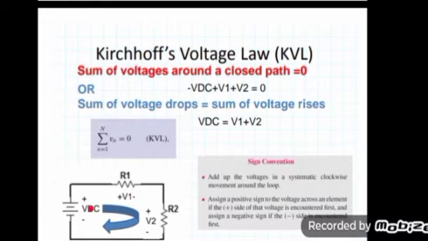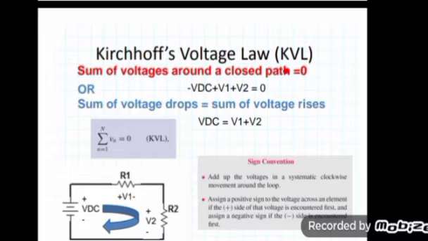VDC is the voltage source, with minus and plus terminals. R1 and R2 are the resistances connected in series, and V1 and V2 are the respective voltage drops across R1 and R2. Okay, so I have to apply Kirchhoff's voltage law. First of all, you have to understand that to apply Kirchhoff's voltage law, the circuit should be closed in nature. Then only you can apply the law.